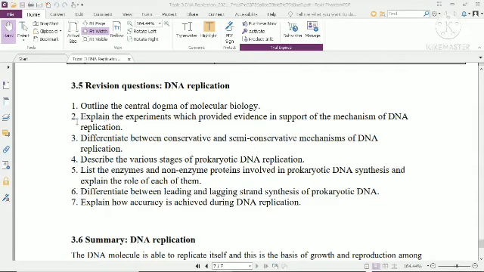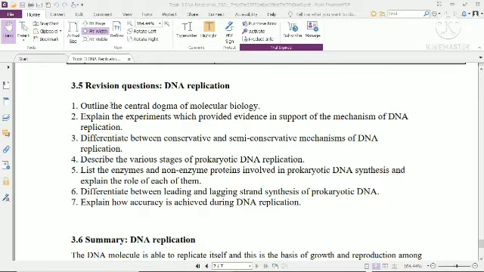Okay, so that was about the Meselson and Stahl experiments, which I was trying to explain following question 2, which says explain the experiments which provided evidence in support of the mechanism of DNA replication. Okay, so we'll move on to the third one. Differentiate between conservative and semi-conservative mechanisms of DNA replication. I think when explaining the experiments, I also explained the different models which the scientific community came up with after the structure of DNA was discovered, which were the conservative, the semi-conservative.